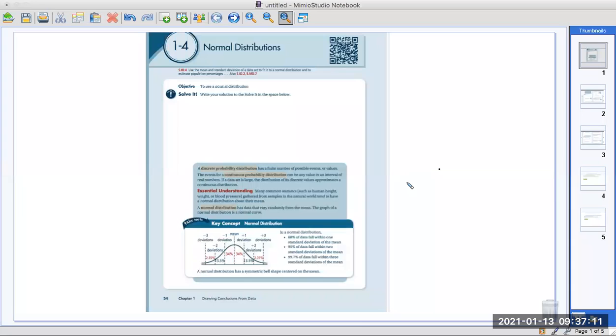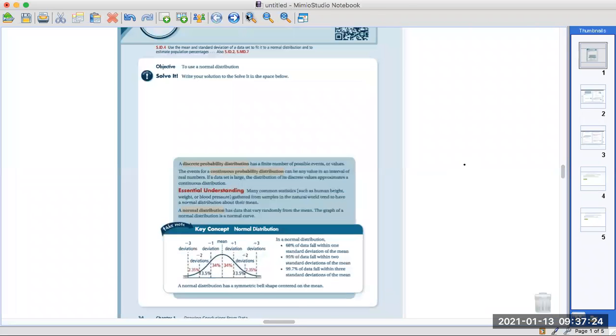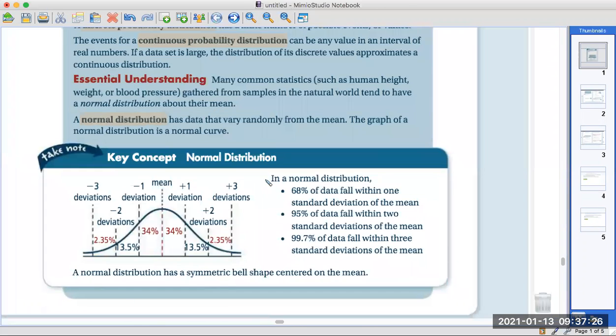Hello, Math 3 students. I wanted to show you on lesson 1.4 a few things. If you go to your book on page 34, this is where we're at. On the bottom, it will tell you a very important piece of information in this key concept box. This is where everything that we're going to do on this lesson is based upon. Let's read this right here. Essential understanding.